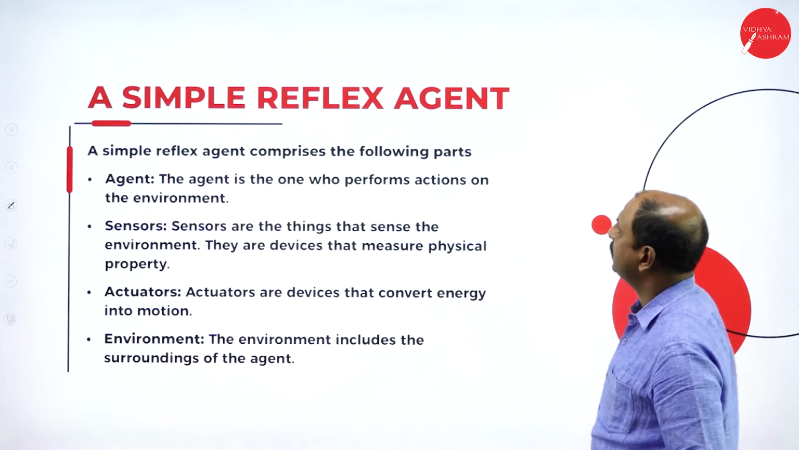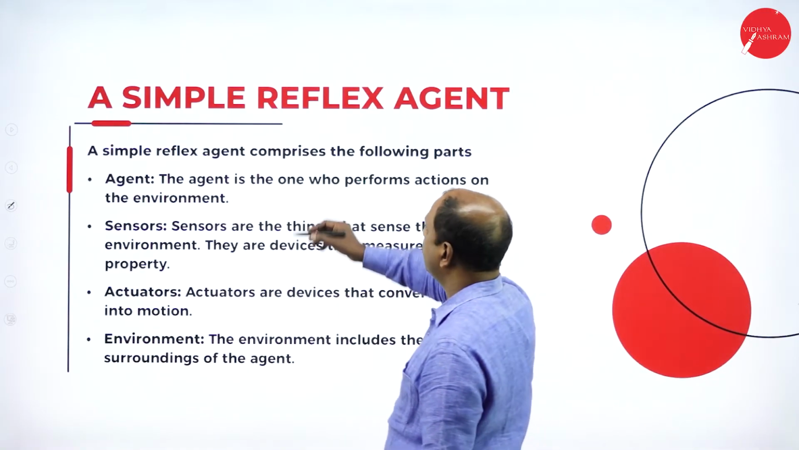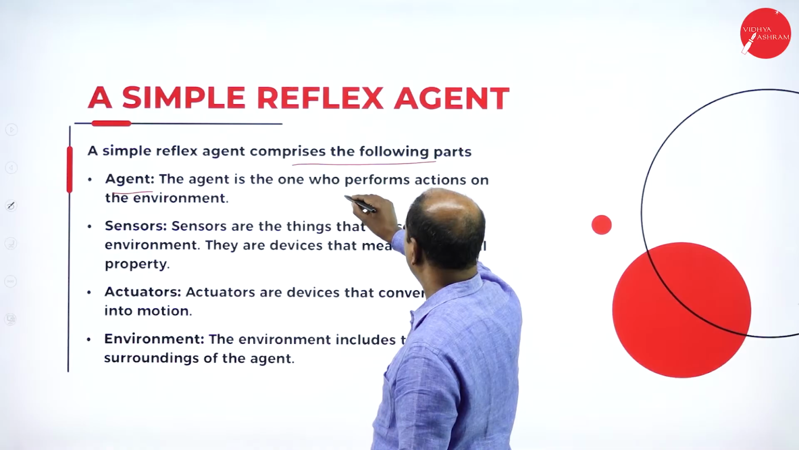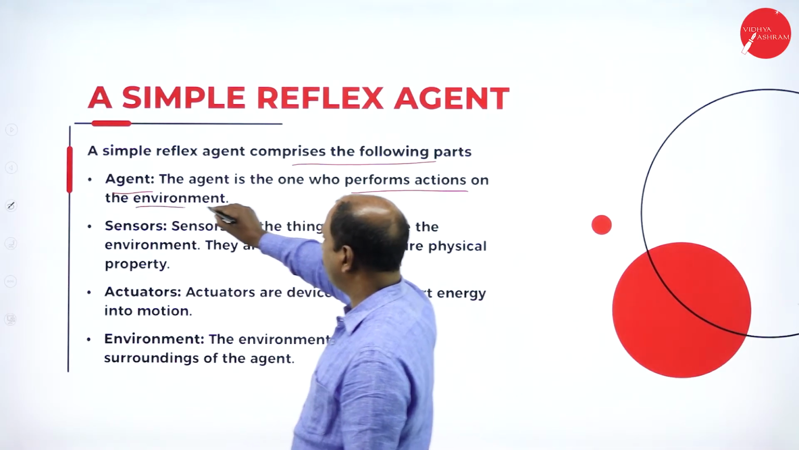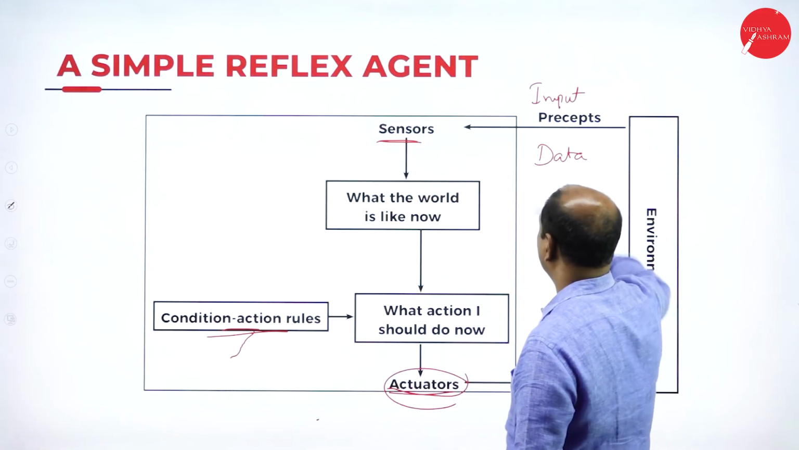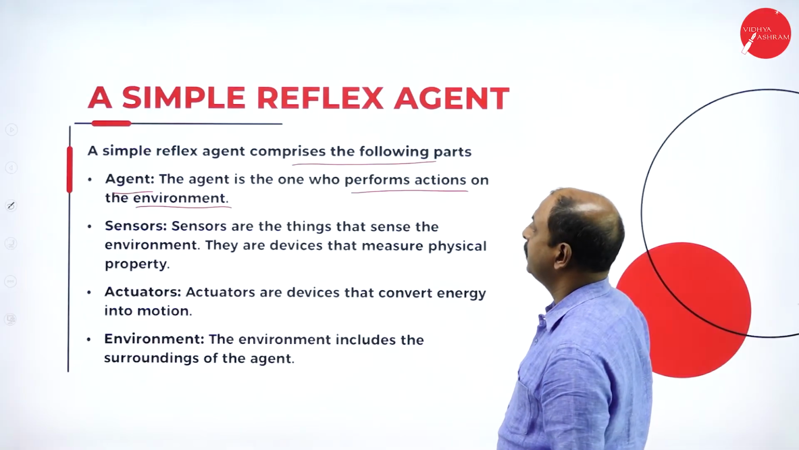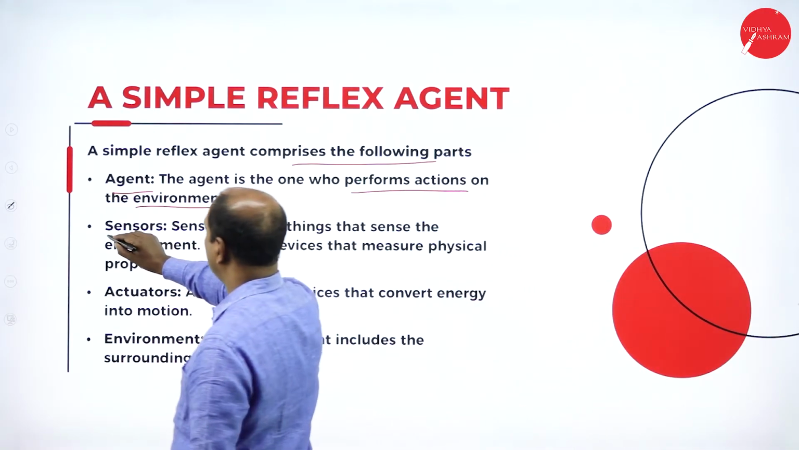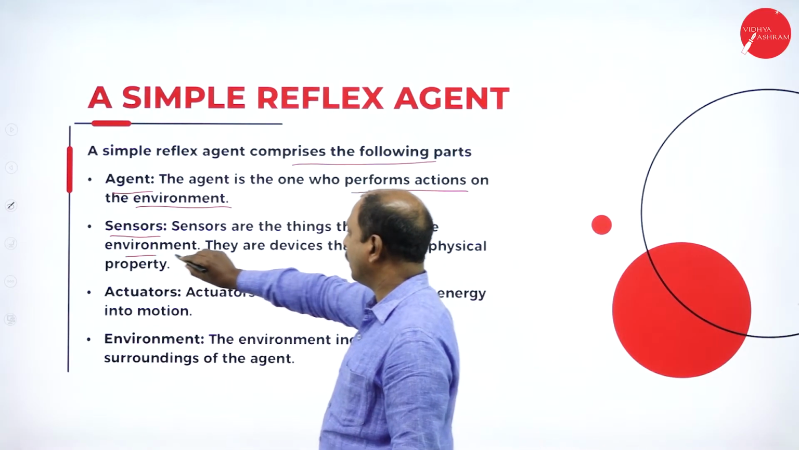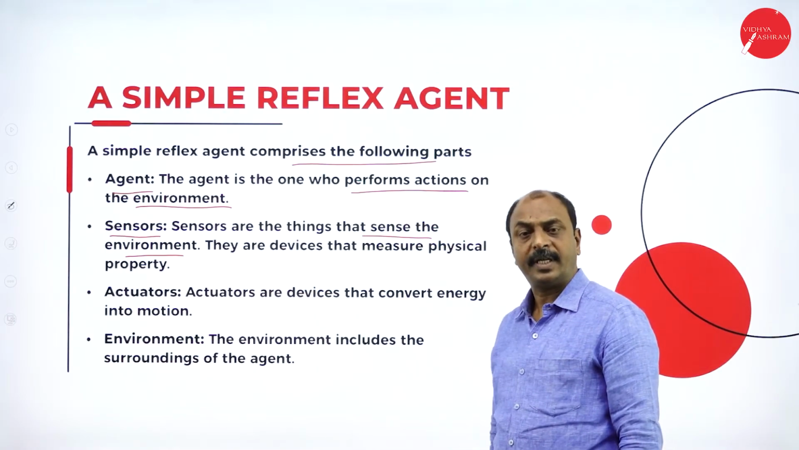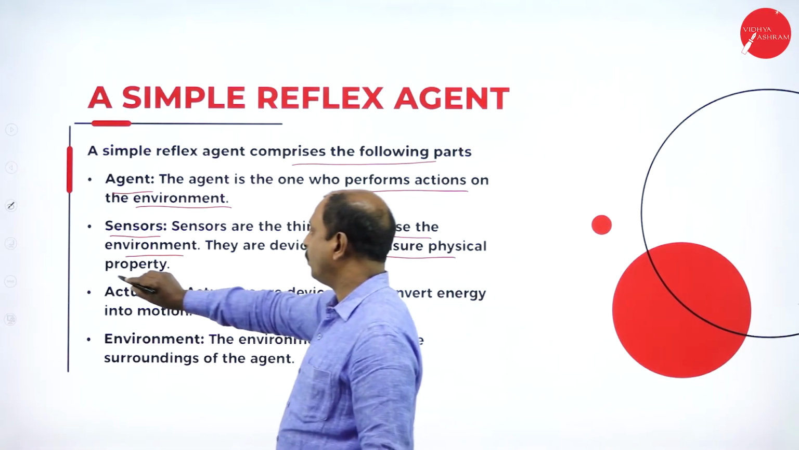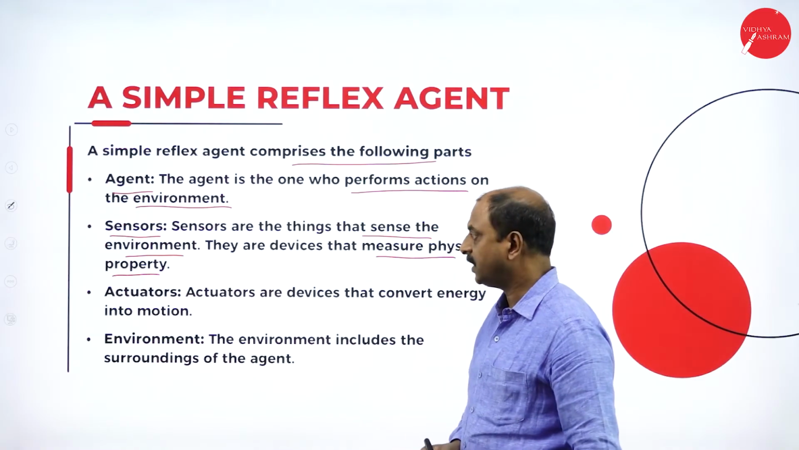In the next slide we will see the working of that. It comprises the following parts, as I told. One is the agent. The agent is the one who performs the actions on the environment. The entire system is called an agent, so it comprises many components. And here the sensors. What is the use of the sensor here? Sensors sense the environment, in other words accept the data input from the environment, and they are devices that measure physical properties. That is the function of sensors.